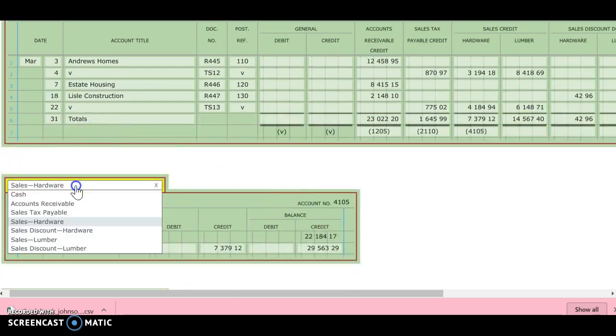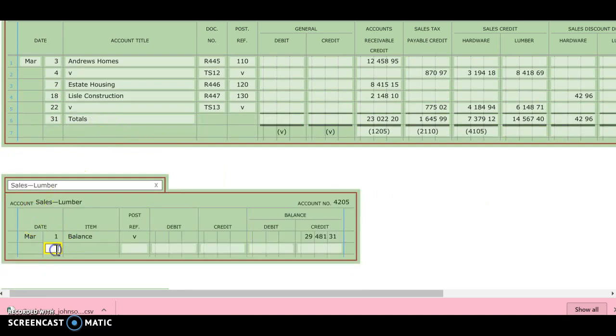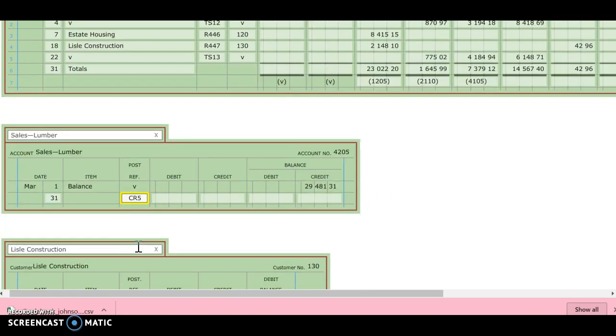Next is sales lumber. 31st, CR5. I'm crediting that account for $14,567.40. My new balance here will be $44,048.71. Account number 4205.